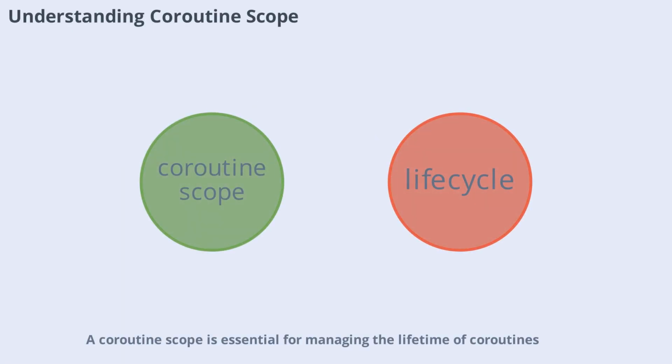Coroutine scope is essential for managing the lifetime of coroutines. It defines the context in which coroutines run and ensures that they are canceled when no longer needed. For example, in Android, you might tie a coroutine scope to an activity or view model, so that all coroutines are canceled when the component is destroyed. This prevents memory leaks and ensures your app runs smoothly.